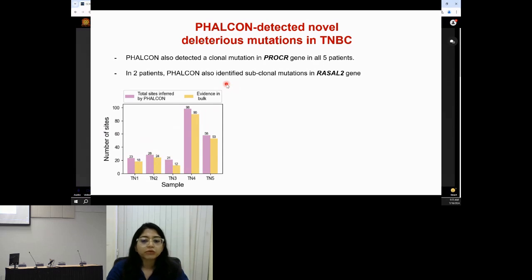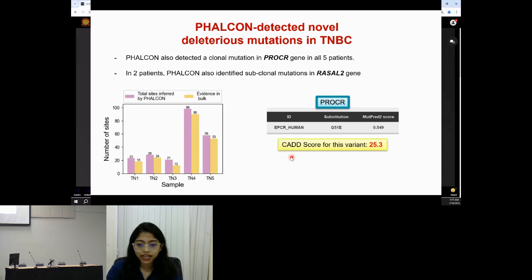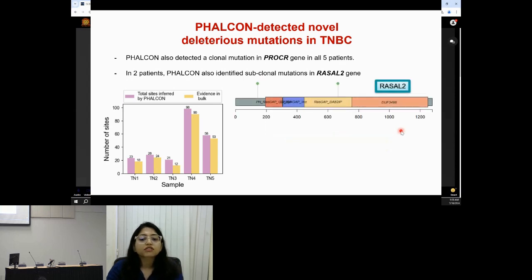We are also detecting a clonal mutation in TROC-R in all 5 patients. And the CAD score for this variant is 25.3. CAD score basically tells the deleteriousness of the mutation. And this high CAD score simply means that the mutation is deleterious. We also checked it against MutPred2. So this threshold of 0.5 tells that this is a pathogenic mutation, and it's a deleterious mutation.